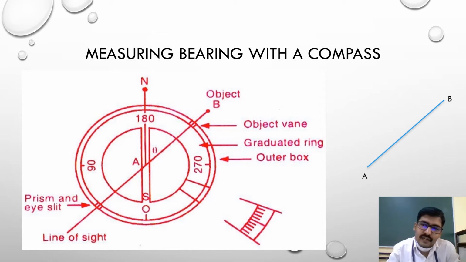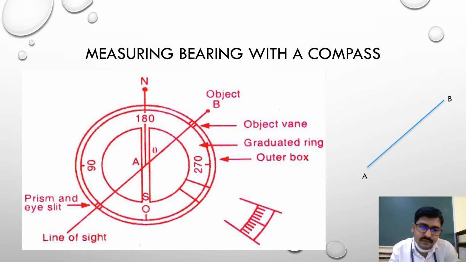So the eye slit and the object vane will form one line, and that line should coincide with the ranging rod, right? The thread on the object vane should be exactly on the ranging rod. So that is what is called sighting, right? So you have sighted the object. The object is point P, nothing but the ranging rod kept on object P.